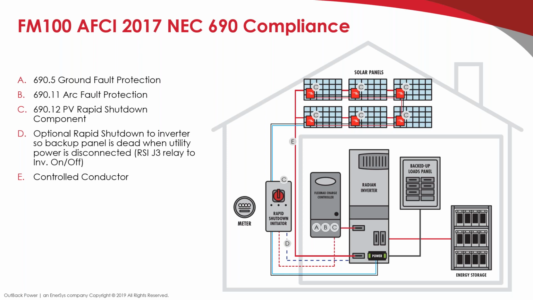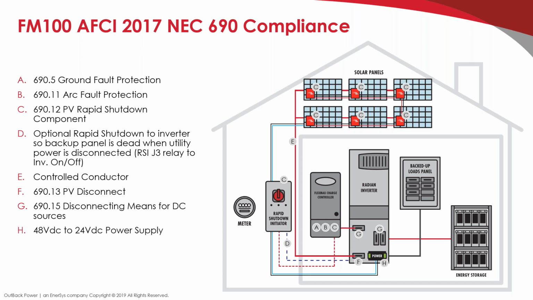E, the red line there is the controlled conductor going to the solar array. It's the PV conductor controlled by the IMO Fire Raptor modules for rapid shutdown. F there, as you can see in the lower part of the Radian load center, is the PV disconnect, also required by NEC. G, over on the right side there, is the DC disconnection for the batteries, also required by NEC.